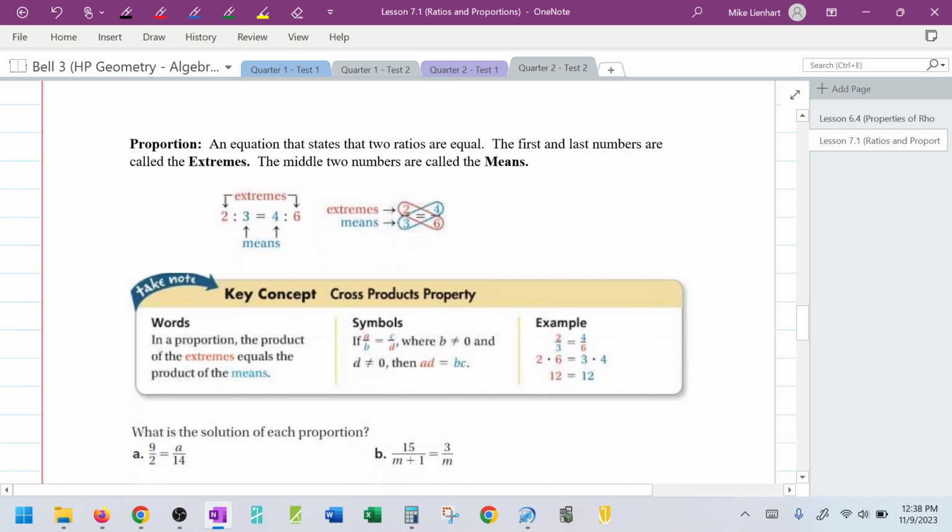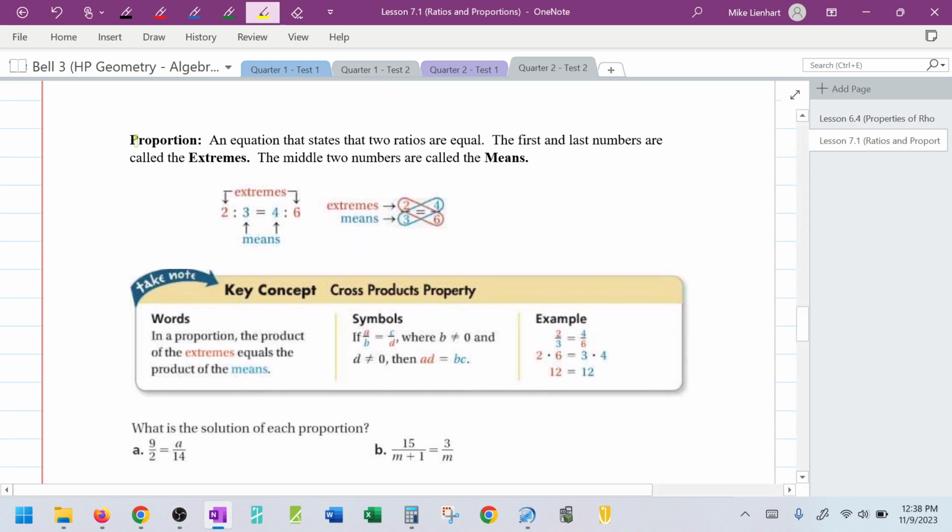The last thing we want to talk about today is this idea of what is called a proportion. A proportion, by definition, simply says an equation with two fractions. Now, because it's an equation, that means it has an equal sign. So really what a proportion is, is two equal fractions.